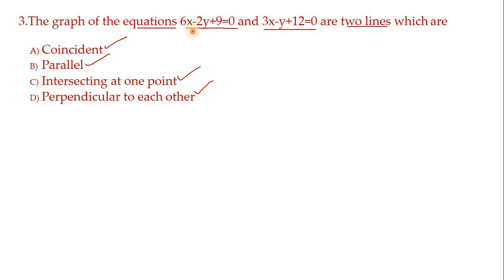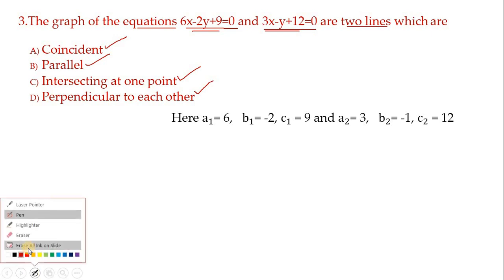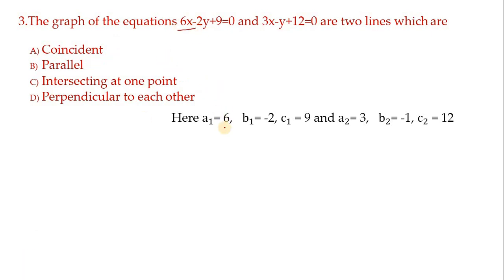So here they have given two equations and both the equations are in standard form. Now we have to check which kind of lines they will form. For that we have to identify the values of A1, B1, C1 and A2, B2, C2. So let us do that work. So look here. A1 value is 6, B1 value is minus 2, C1 value is 9. A2 value is 3, B2 value is minus 1 and C2 value is 12.